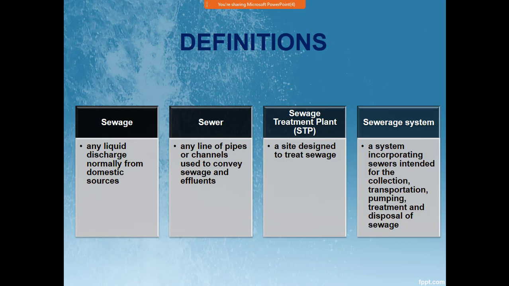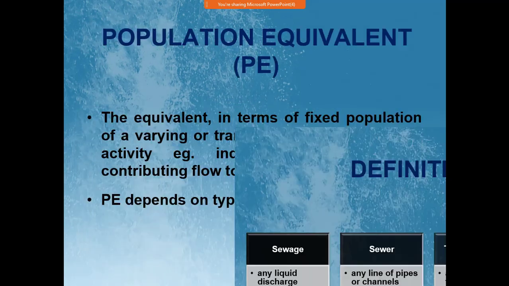A sewer is the pipelines, the underground pipes that carry or convey the sewage and the effluents. A sewage treatment plant is a plant designed to treat the sewage. And the sewerage system is the whole system together, starting from the collection point, then going to the treatment plant, then to the discharge point. This is all called the sewerage system.